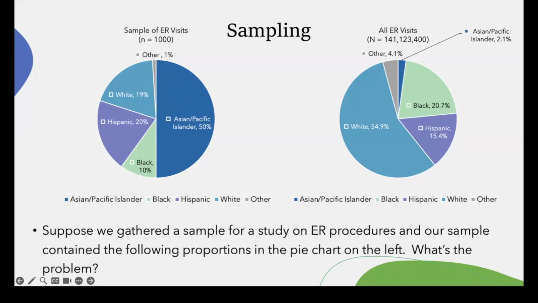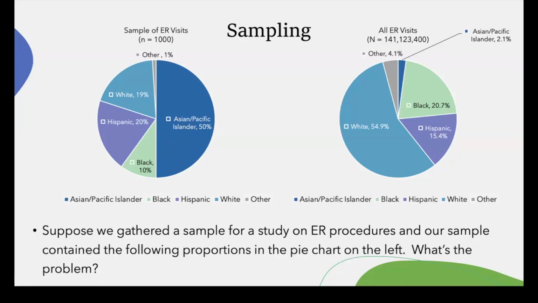Suppose we gathered that sample for a study on ER procedures, and our sample contained those proportions. What's the problem here? Well, you should recognize that the proportions are way disproportionate. I think the biggest difference is that the smallest percentage in the population, Asian Pacific Islander with 2.1% here, became the biggest proportion of the sample with 50% here. This is not a representative sample.